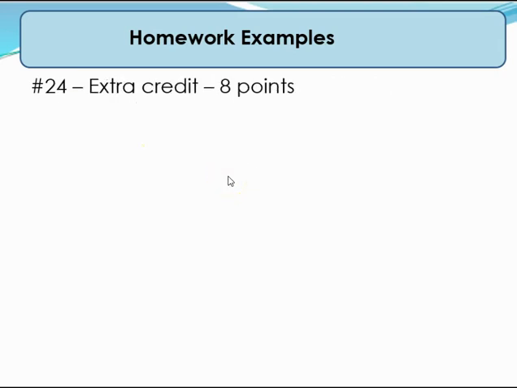Number 24, if you choose to do it, it's extra credit, 8 points. You have to give me a drawing, and I have to see the equations fully solved. Hopefully this helps, and we'll be moving on to constructions in the next video.